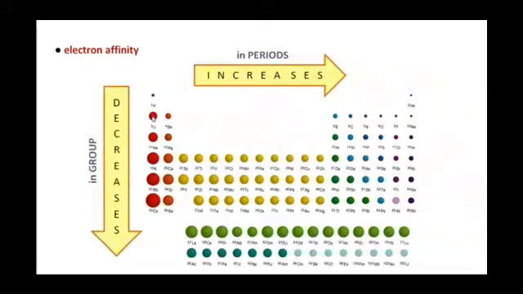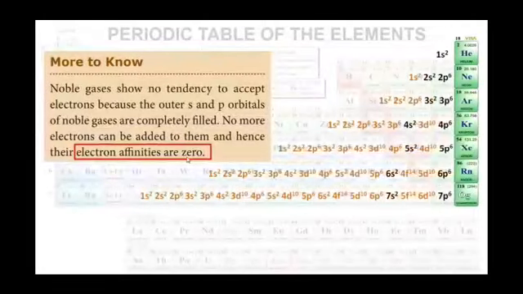So, when you add electrons, it will not attract them easily, and the amount of energy released will be lesser. Hence, along the group, electron affinity decreases. Now, let's see the electron affinity of the 18th group, that is noble gases.